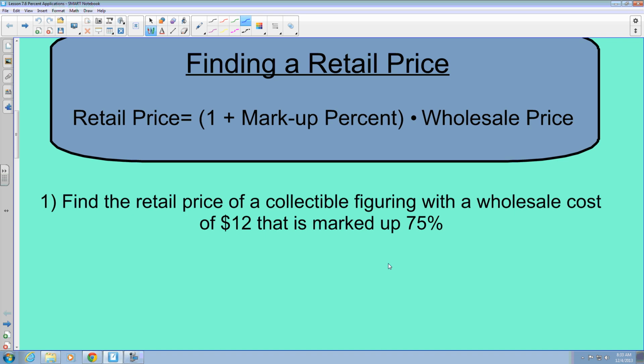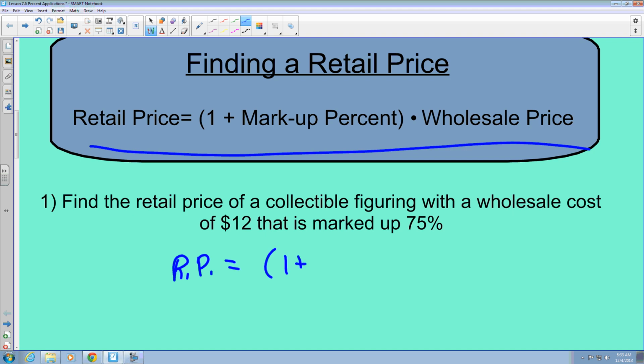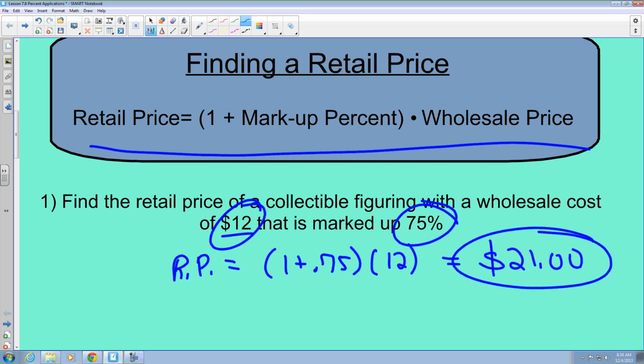Looking at this equation, the retail price is going to equal 1 plus the markup percent, which is 75%, or 0.75 as a decimal, and then that gets multiplied by the original price, or the wholesale price, which is $12. When we add 1 plus 0.75, that gives me 1.75. I multiply that by 12, and that gives me $21. That's how much it'll be for a retail price.